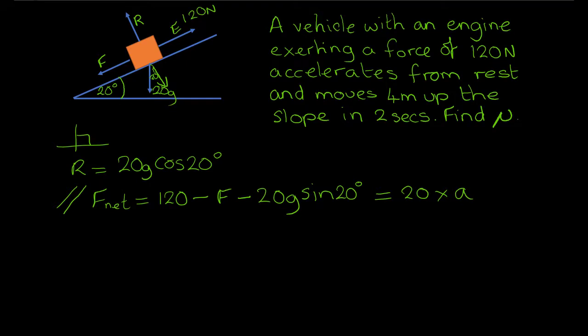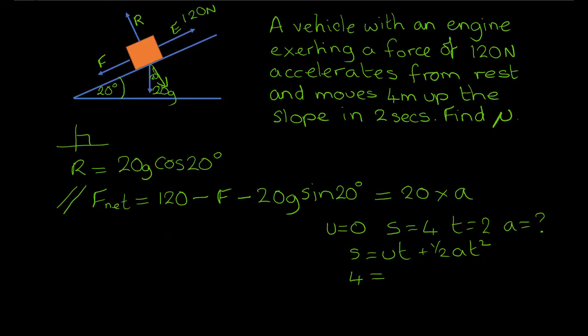But at the moment we don't have the acceleration, but we do have information we can use to find that acceleration. So we were told that it starts from rest, so that means u equals 0. It's moved 4 meters, so we've got s, and we've got a time of 2 seconds, and we need to use those to find the acceleration. So we're going to use s equals ut plus a half at squared. So 4 equals nothing for that first part because u's nothing. So we've got a half a times the time squared, which will be 4. So that means that we've got 4 equals 2a. So a must equal 2 meters per second squared.